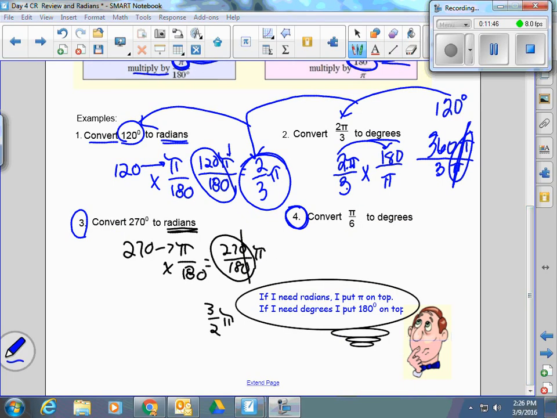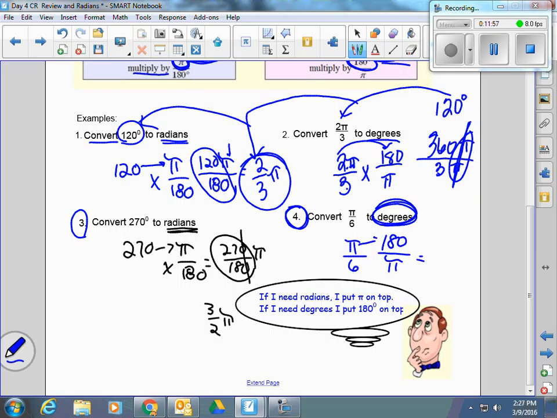All right, let's see what you did. So we have pi over 6. What goes on top? 180 goes on top, right? So on the top here it's 180 pi. Then on the bottom it's 6 pi. What happens to the pi's? How many times does 6 go into 180? 30. Oh, 30 degrees.